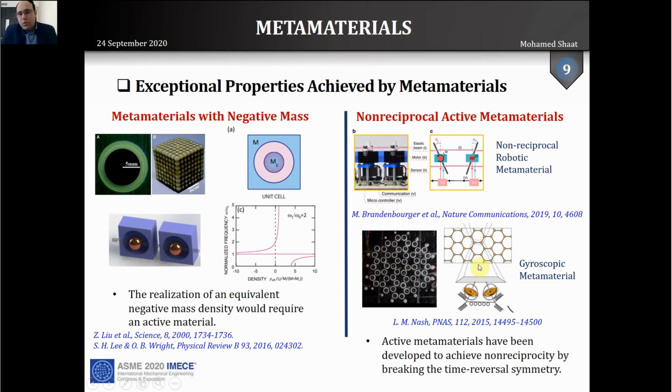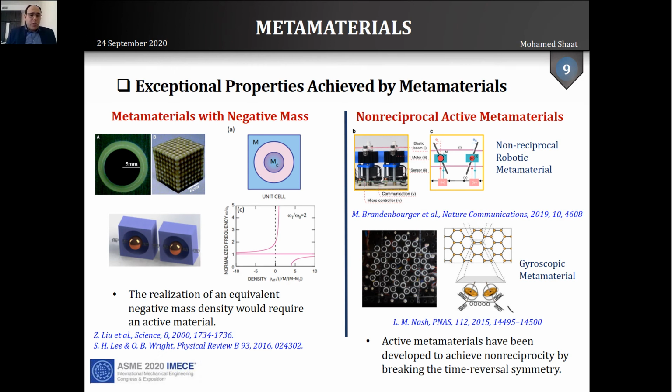Like these 2 examples of metamaterial, this non-reciprocal robotic metamaterial has demonstrated some dynamic non-reciprocity; this material contains rotors inside its microstructure to break the time reversal symmetry. Also, this is another example of a gyroscopic metamaterial that is a lattice with embedded gyroscopes. There is more that we expect from these metamaterials, especially if we can understand their topological mechanics.